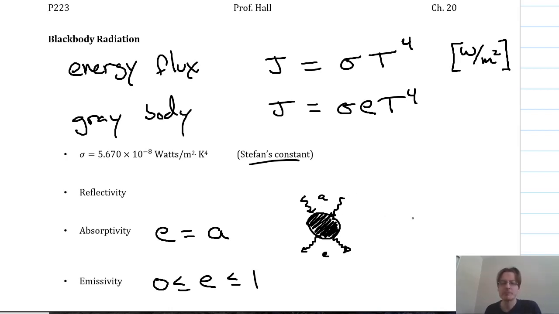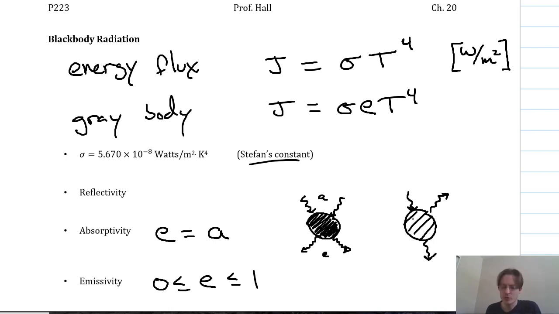Things which are gray, they don't absorb everything that hits it. Some part of them reflects off. And that means they don't emit quite as good. The point is that the emissivity value is equal to the absorptivity value.